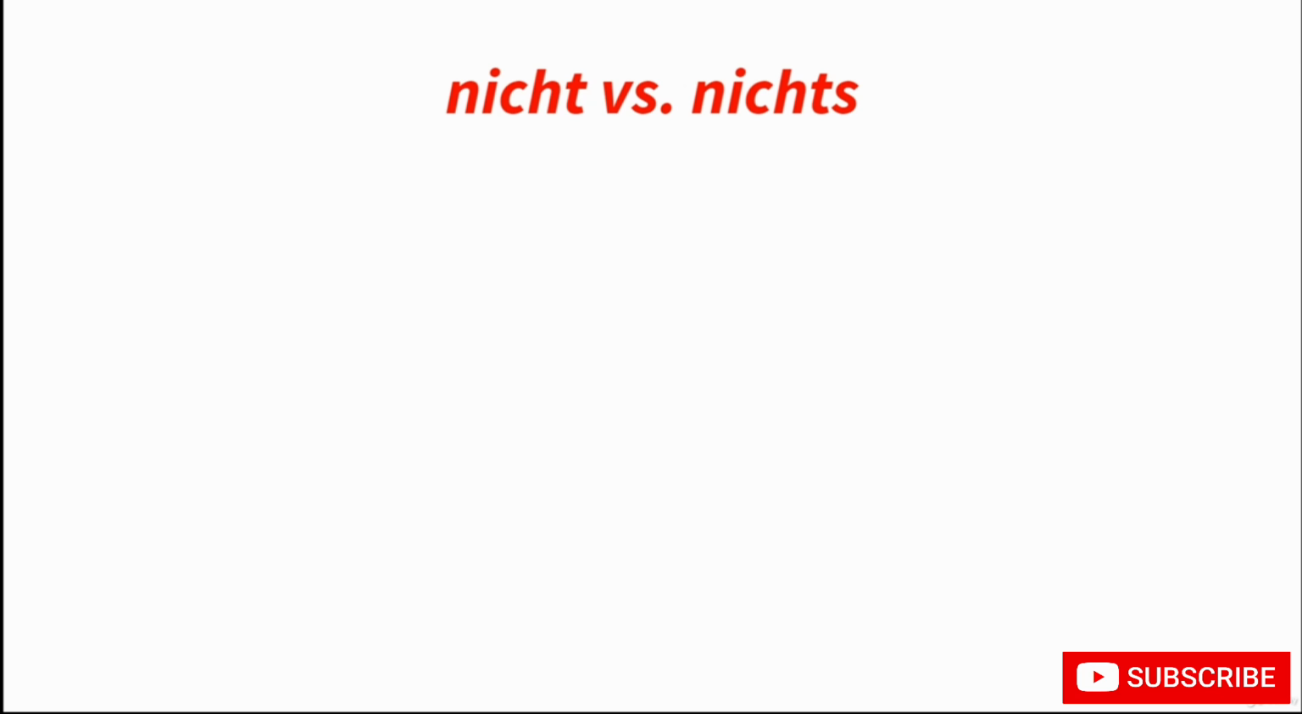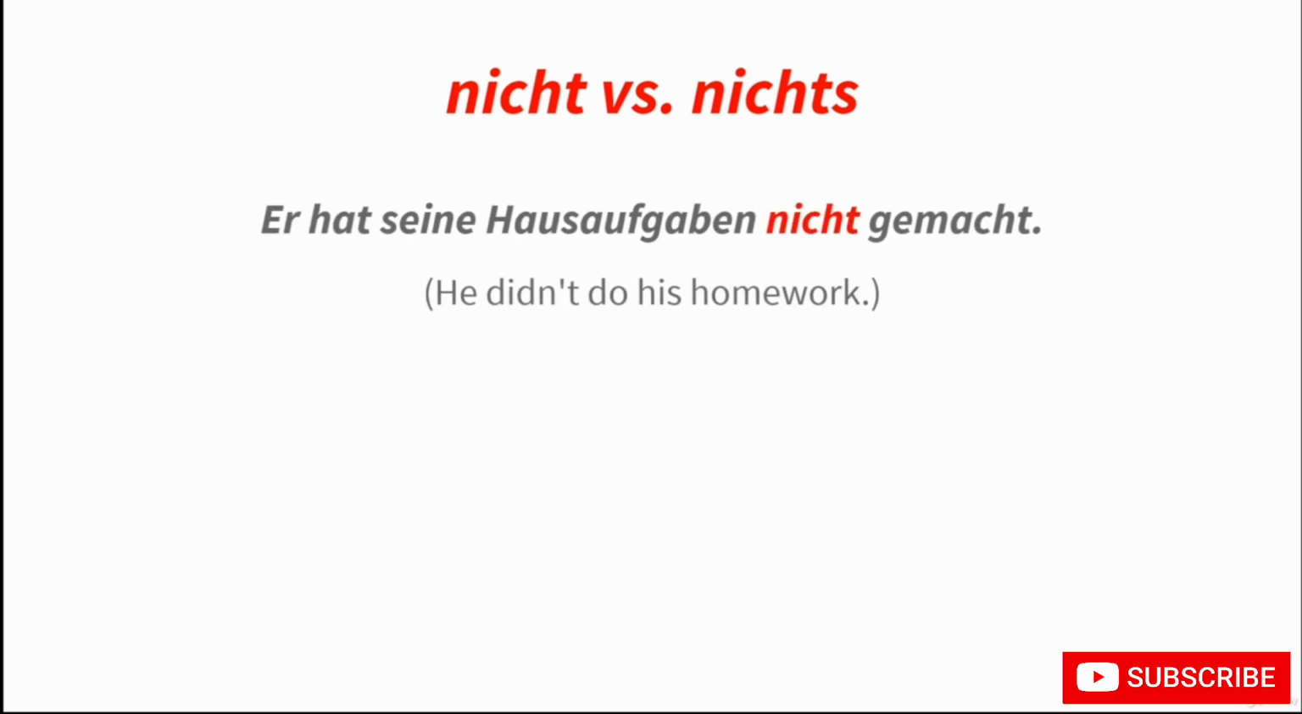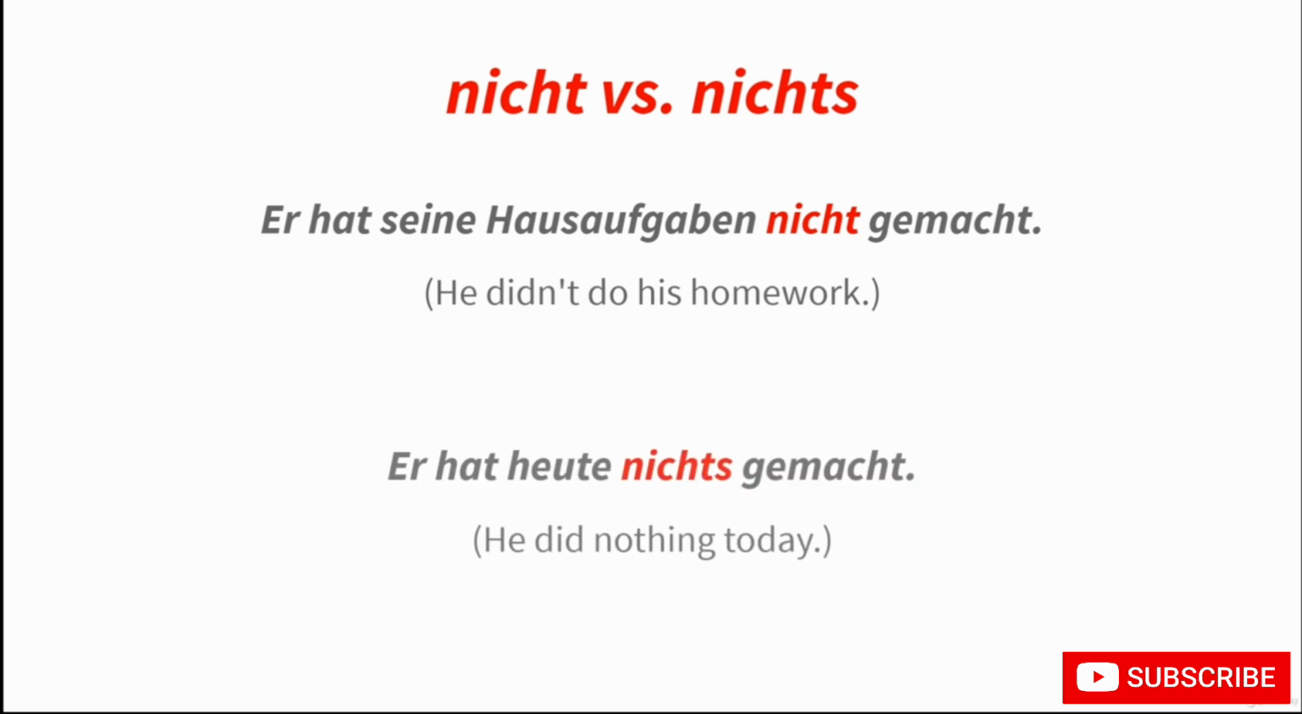Let's do another example. Hat seine Hausaufgaben nicht gemacht. He didn't do his homework. We are using nicht to make the sentence negative, the verb. Hat heute nichts gemacht means he did nothing today. Here, nichts means nothing.